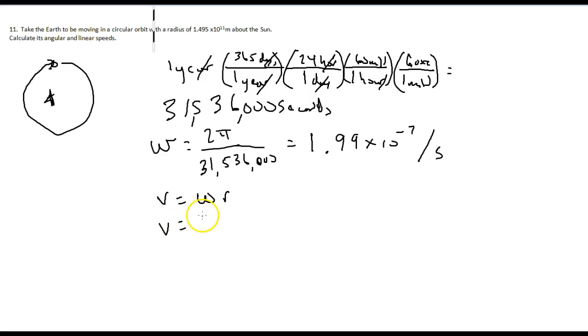So the angular velocity is this awfully small number times my radius, which is an awfully big number, because we're pretty far from the sun, and that's a good thing. And that's how you switch it to normal velocity. How fast are we really going?